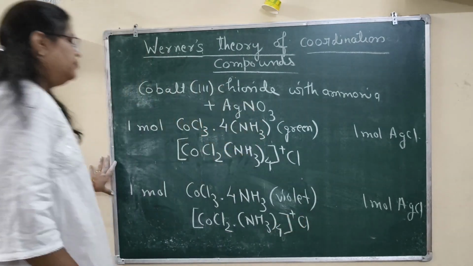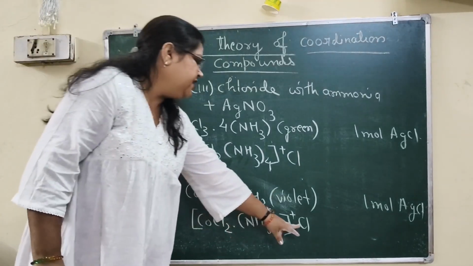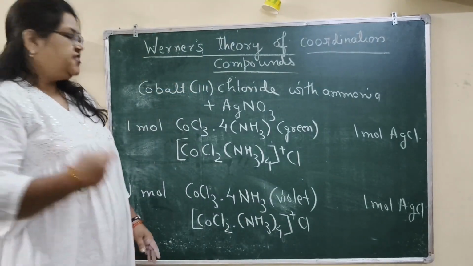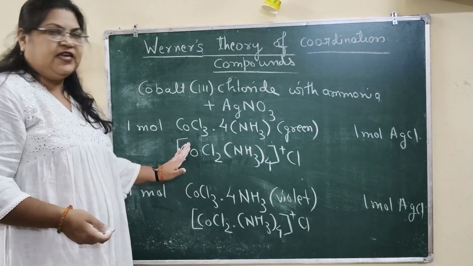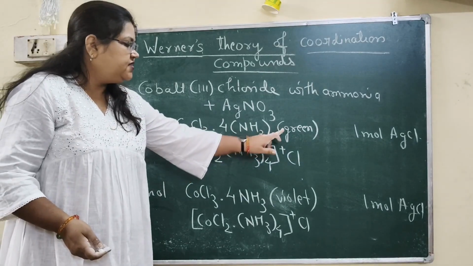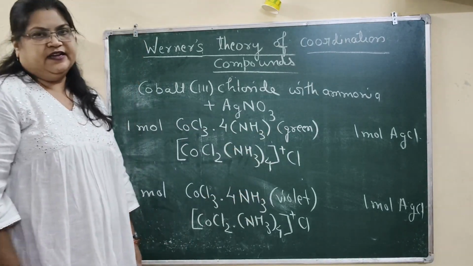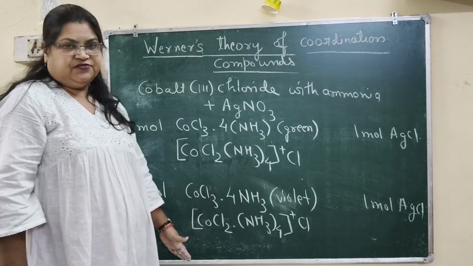ये किस तरह से कंपाउंड बनेगा सर. 1 मोल है, हमने एक ही Cl बाहर निकाला है. Now you will see students, these both formulas are same, but their color is different. This is green in color, this is violet in color. Actually their structure is different students.